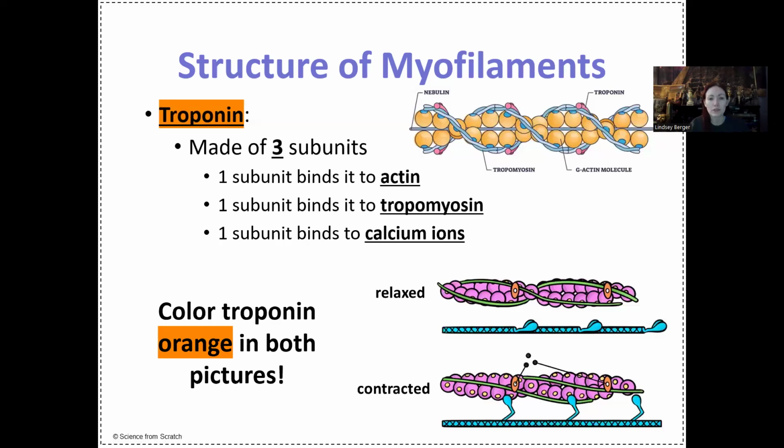Okay? So this particular item in this whole process is a globular protein, if you want to be real specific, and it has 3 different subunits, so 3 different components to it. So one subunit, its whole job is to bind to actin.